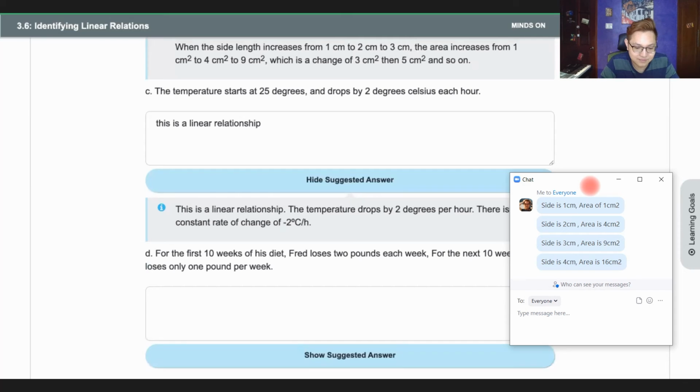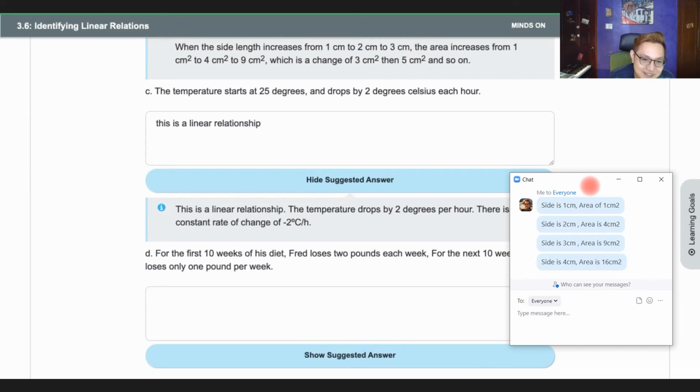For the first 10 weeks of his diet, Fred loses 2 pounds each week. For the next 10 weeks, he loses only 1 pound per week. So it's tough to do this. This is not something practical, because people don't lose pounds like this. They lose pounds randomly. In practice, nobody loses pounds like this.